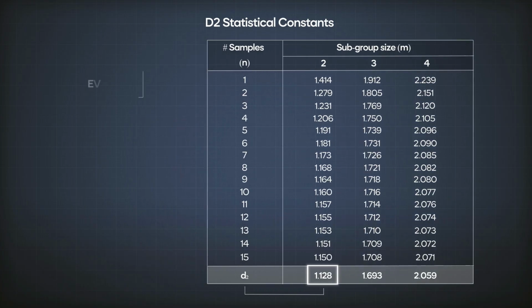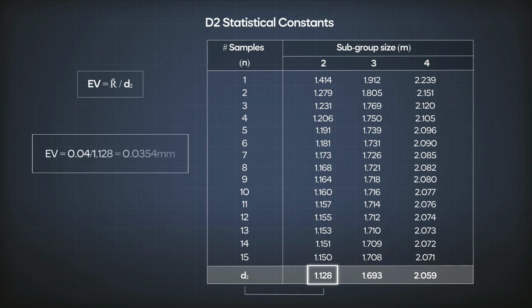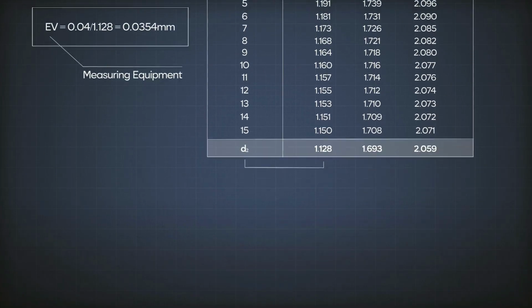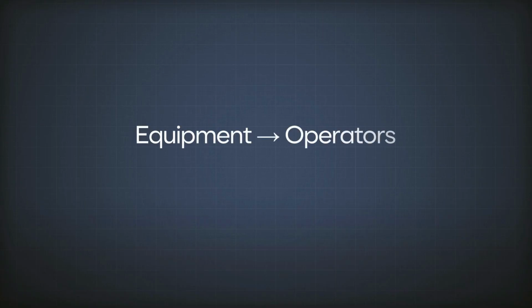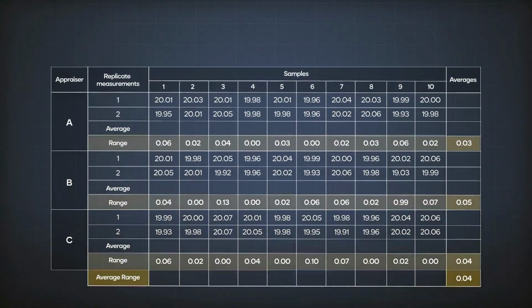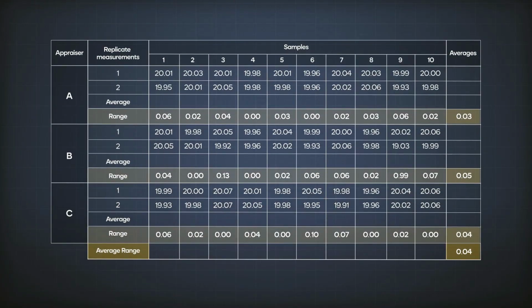So we divide R bar by the D2 constant of 1.128 to get our EV value based on the number of trials. This tells us how much variation comes from the measuring equipment. Now we shift focus from equipment to people. Now we go back to our sheet, and for each operator, we average all their measurements across all parts.